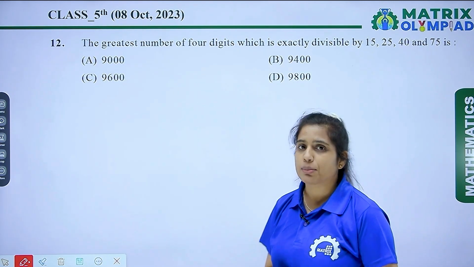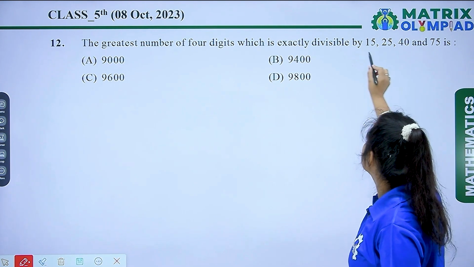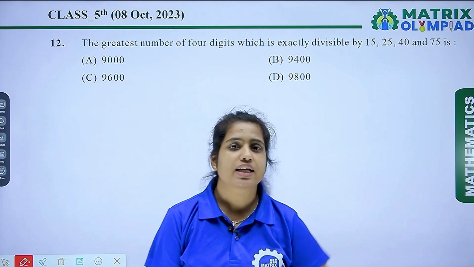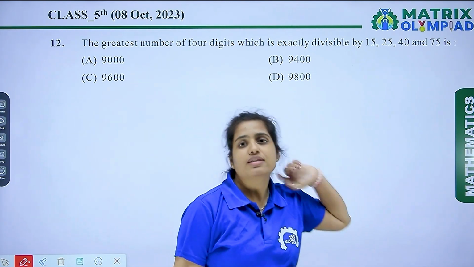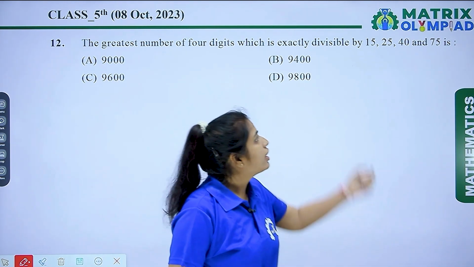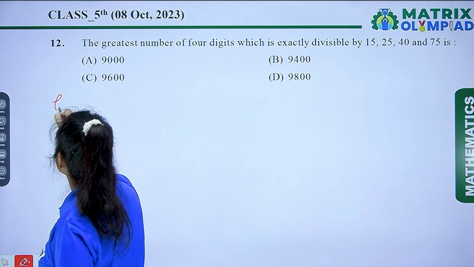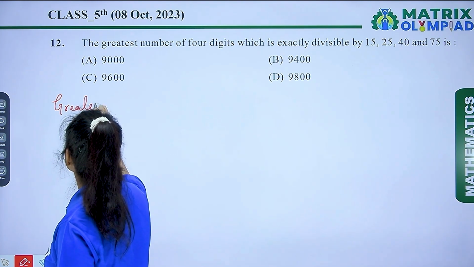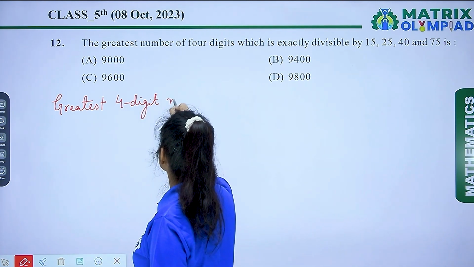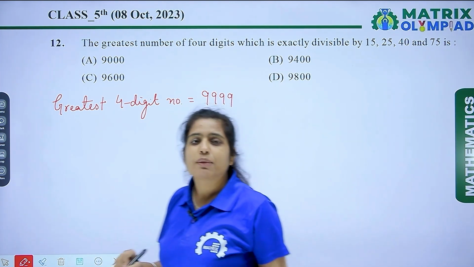Now let's begin with question number 12. The greatest number of 4 digits which is exactly divisible by 15, 25, 40 and 75 is. We have been given 4 numbers: 15, 25, 40 and 75. We need a 4-digit number that is the greatest and also exactly divisible by these 4 numbers. So the greatest 4-digit number is 9999. This is our 4-digit number.